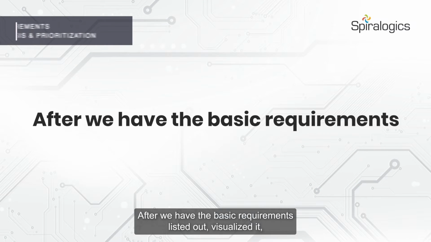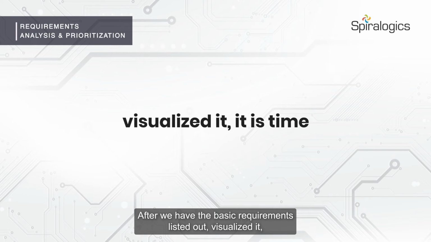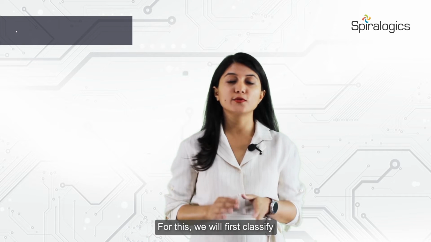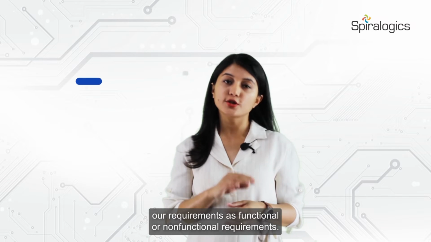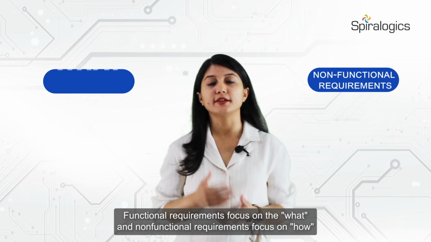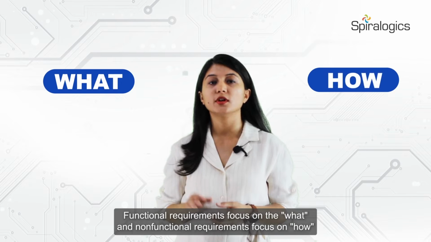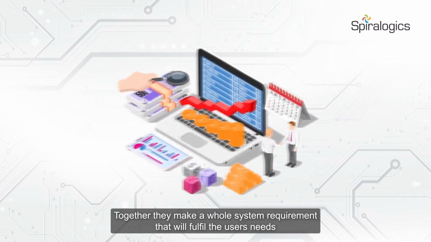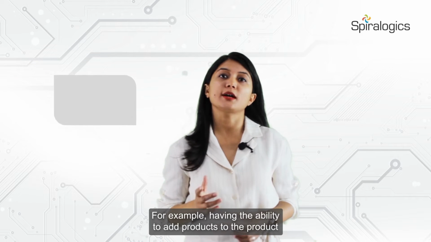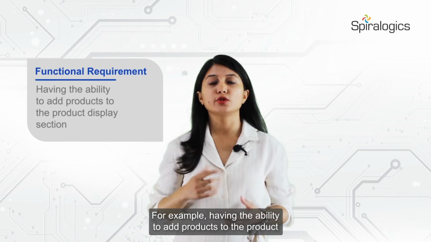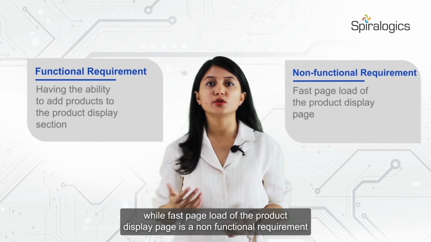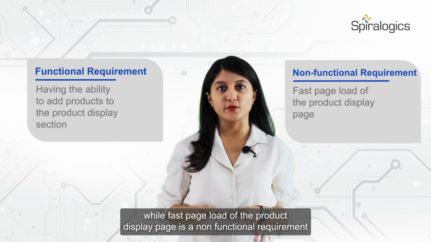After we have the basic requirements listed down and visualized, it is time to analyze the requirements and prioritize them. For this, we will first classify our requirements as functional or non-functional requirements. Functional requirements focus on the what and non-functional requirements focus on how. Together, they make a whole system requirement that will fulfill the user's needs as well as the user's expectations. For example, having the ability to add products to the product display section is a functional requirement, while fast-paced load of the product display page is a non-functional requirement.